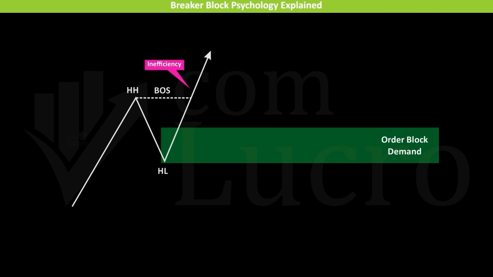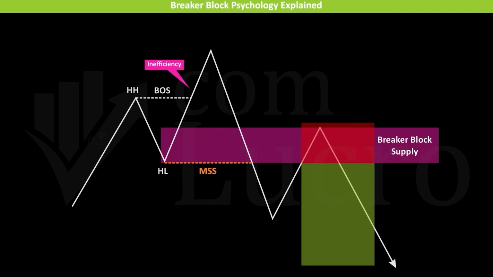Now, let us look at the psychology behind the breaker block and understand how it works. Imagine a bullish break of structure forming above the last high with inefficiency. This movement creates a valid order block tied to that break of structure, giving traders a reason to look for long entries. However, if the price later shifts market structure by pushing and closing below the most recent low, the directional bias flips to bearish. When this happens, the original demand level loses its strength and turns into a supply level as the price breaks through the order block to the downside.